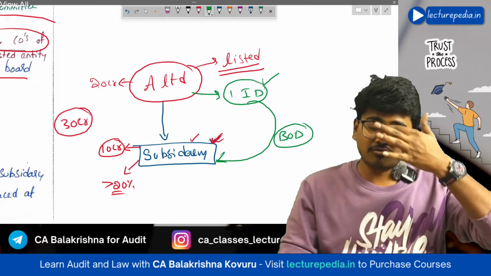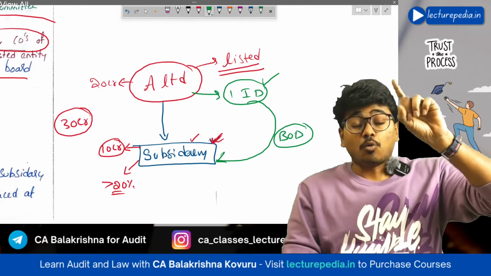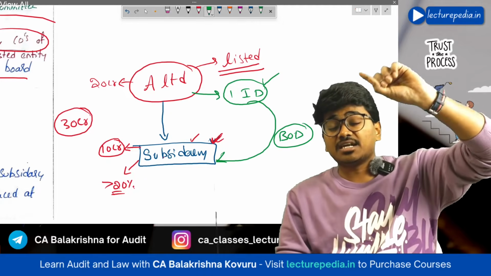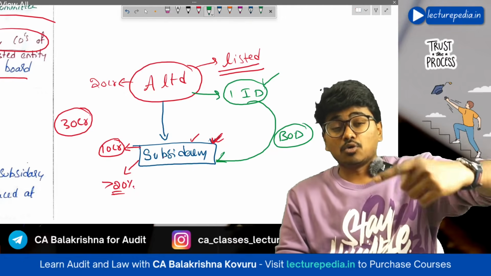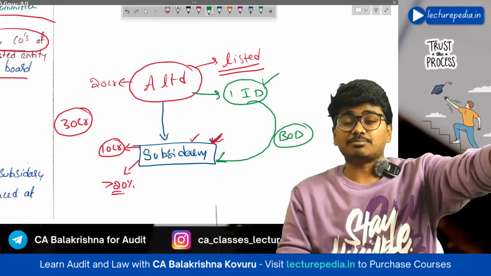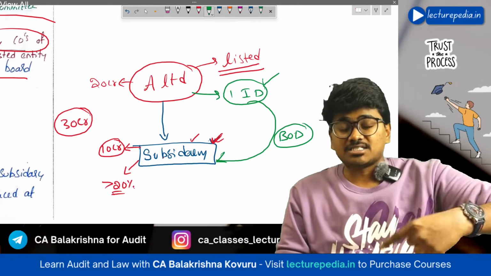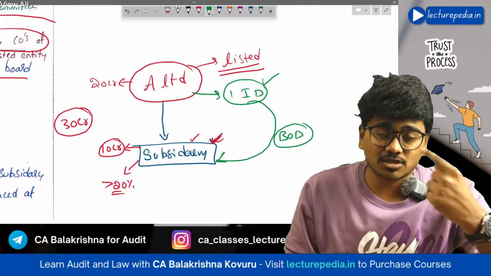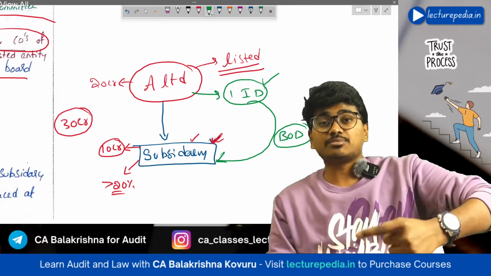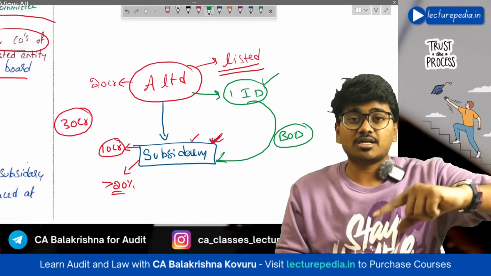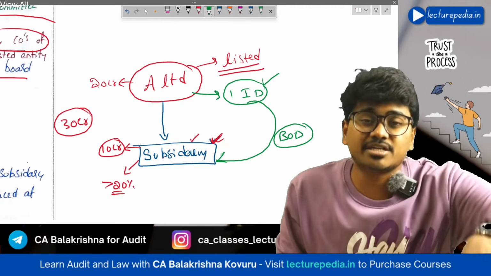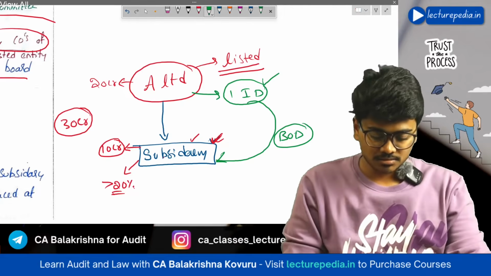See, the requirement is at least one independent director of the listed entity must be present in the board of directors of material subsidiary. What is the material subsidiary? If the income of the subsidiary exceeds 20% of the consolidated income or net worth of the subsidiary exceeds 20% of the consolidated net worth, then such subsidiary is known as material subsidiary.